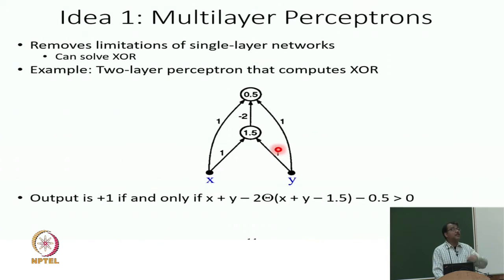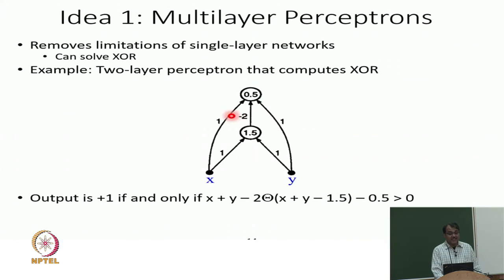When does it send 1 out? It sends 1 out when both of these are 1. Otherwise it sends minus 1. You can check that, right? This is the same AND function actually. Now it sends minus 1, that means in one case the contribution would be minus 2, in other cases the contribution would be 2. But in the case when both of these are 1, you will get X plus Y minus 2, which would be 0. So it will not be greater than 0.5.